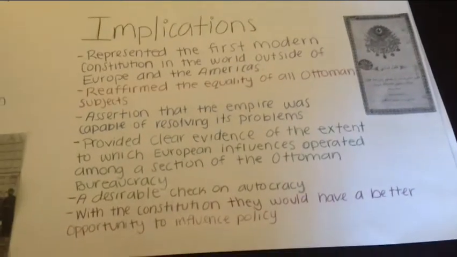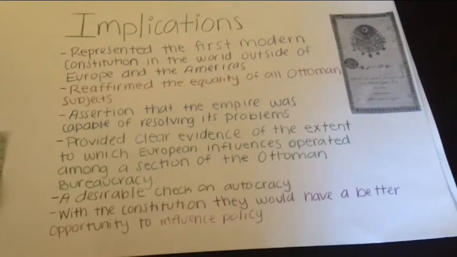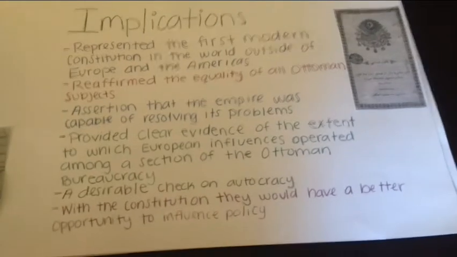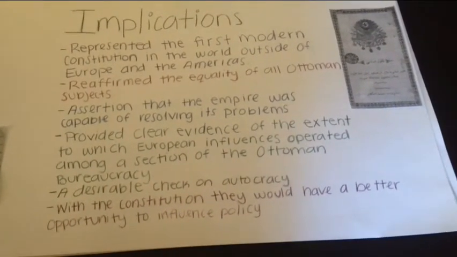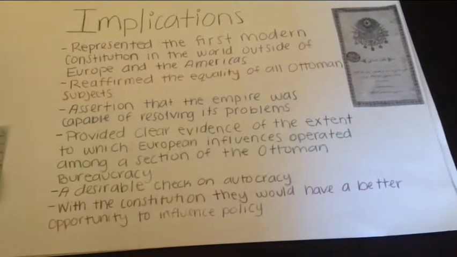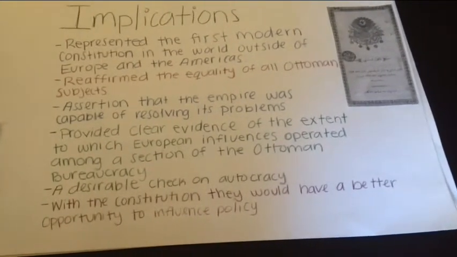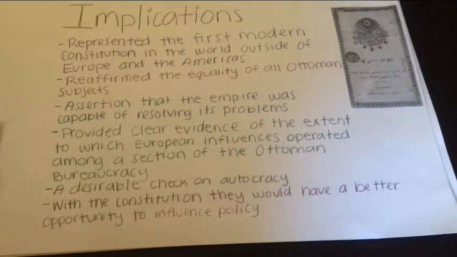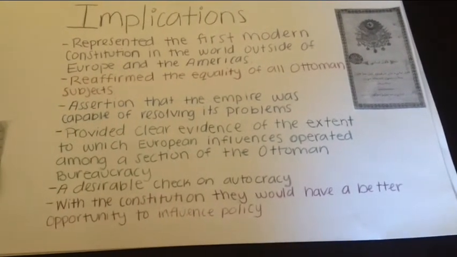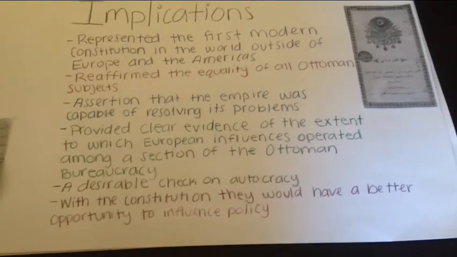The implications of the Constitution of 1878 were that it represented the first modern constitution in the world outside of Europe and the Americas. It reaffirmed the equality of all Ottoman subjects. It gave the assertion that the empire was capable of resolving its problems. It provided clear evidence of the extent to which European influences operated among a section of the Ottoman bureaucracy.